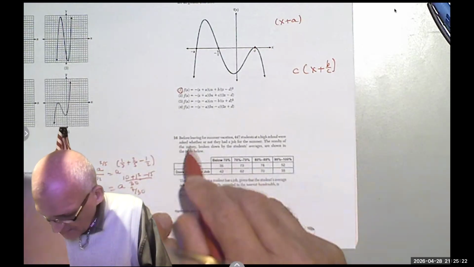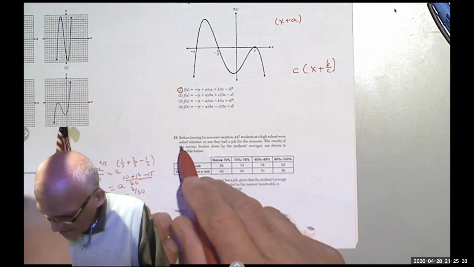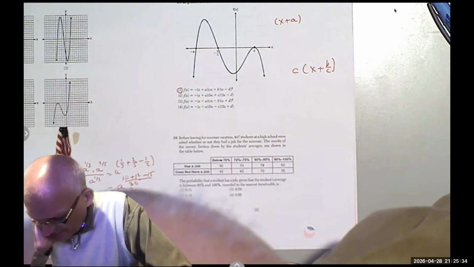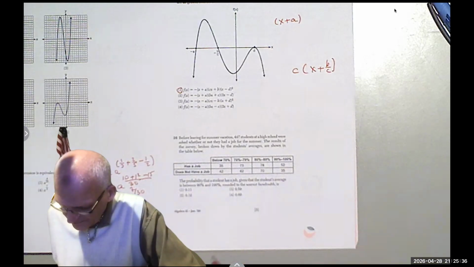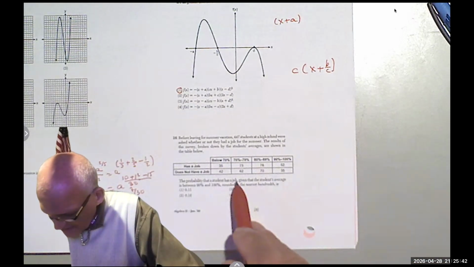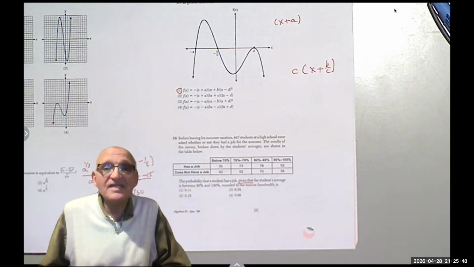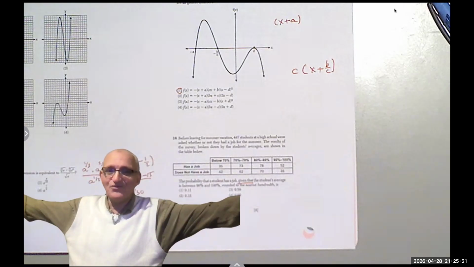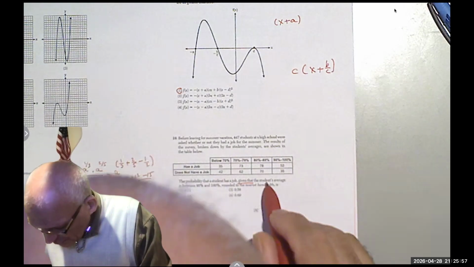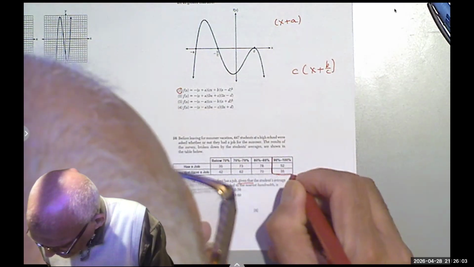Number 16, before leaving for summer vacation, 447 students at a high school were asked whether or not they had a job for the summer. The results of the survey, broken down by students' averages, are shown in the table below. The probability that a student has a job, given that, that's a conditional probability. So when I say given that, my sample is not the 447 students anymore. It's those who satisfy the condition. The students' average is between 90 and 100.